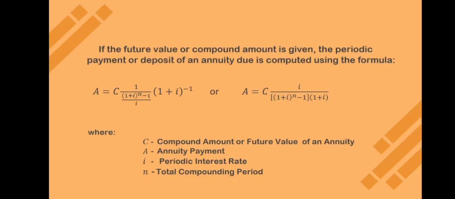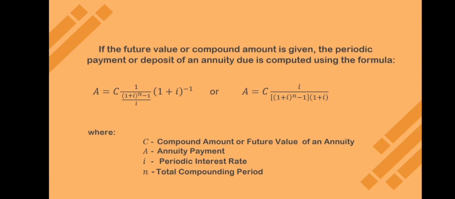Diba kanina ang given is ang present value of annuity due. Ngayon naman kung ang future value or compound amount ang given, the periodic payment of deposit of an annuity due is computed using the formula. So, merong dalawang formula. Ang una is A is equal to C times 1 over the quantity of 1 plus I raised to the power of n minus 1 all over I times the quantity of 1 plus I raised to the power of negative 1.